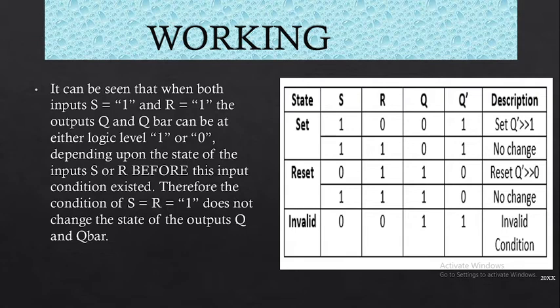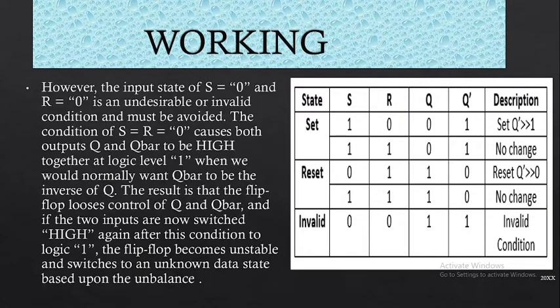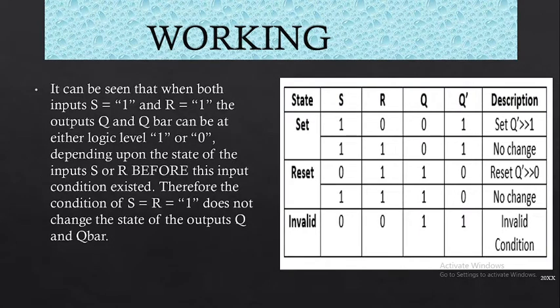Now when we change the state to 1 and 1 for both S and R, that means when S equals 1 and R equals 1, then also the state of Q bar and Q remains the same. There is no change in the state of Q bar and Q, and it is said to be latched.